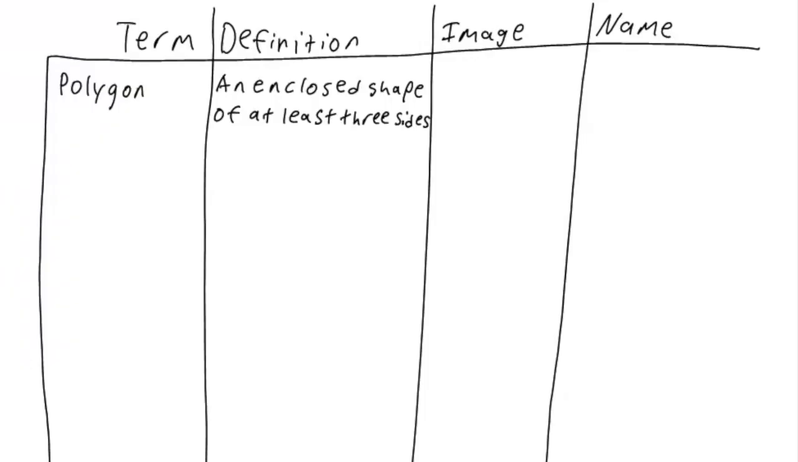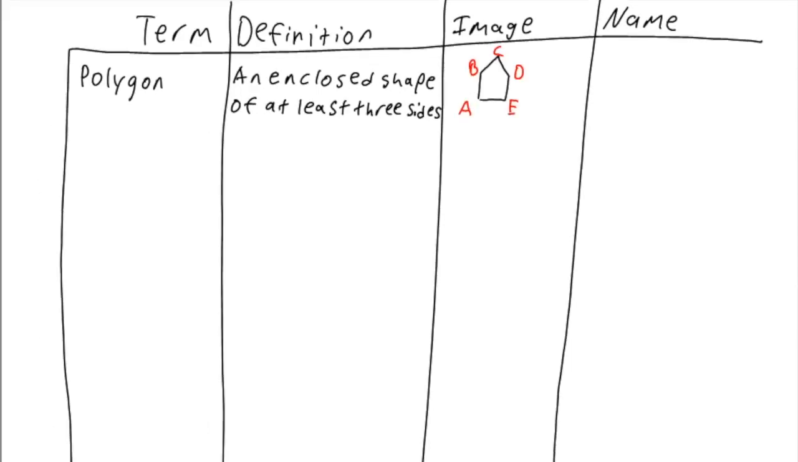Next is a polygon, which is an enclosed shape of at least 3 sides. So here is a drawing of a polygon. I marked all the vertices, the corners, A, B, C, D, and E. So the name of the polygon is A, B, C, D, E. You can name it polygon A, B, C, D, E if you want, but all you need is the letters. This one is specifically a pentagon, but again, a polygon can have as many sides as it wants, as long as it is at least 3 and it is an enclosed shape.